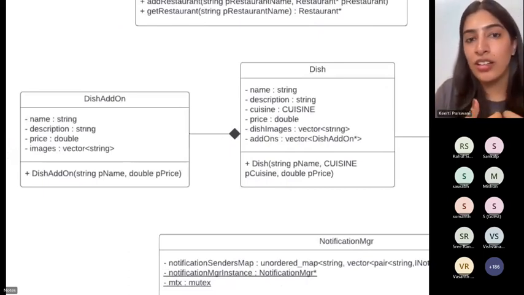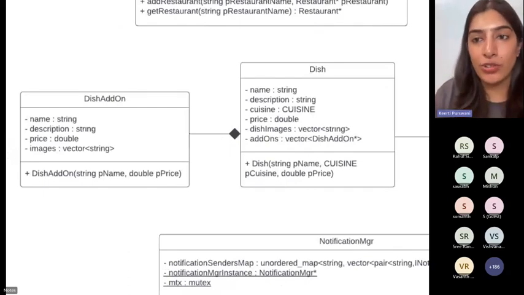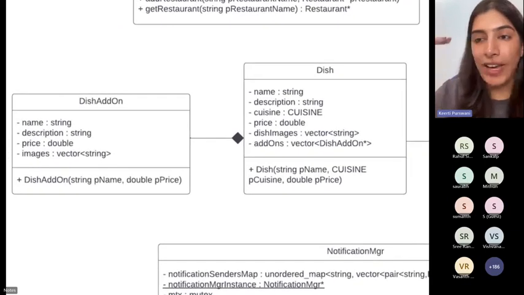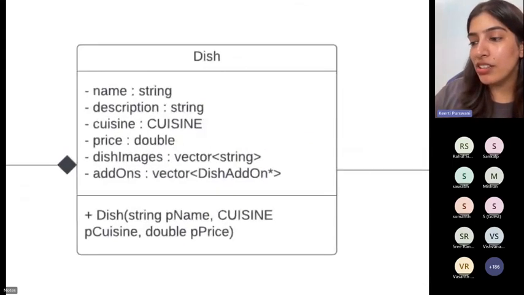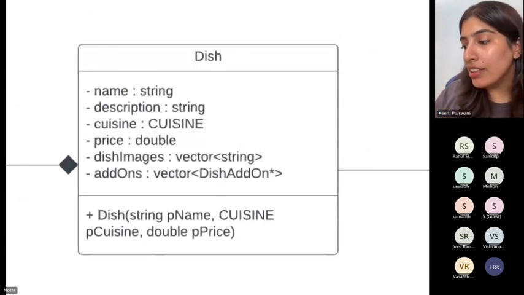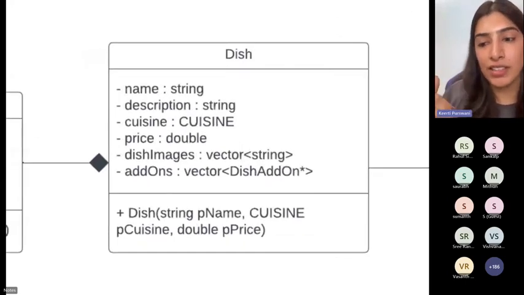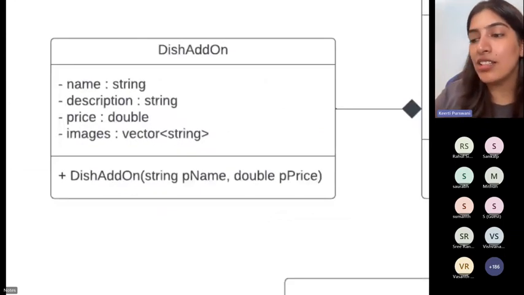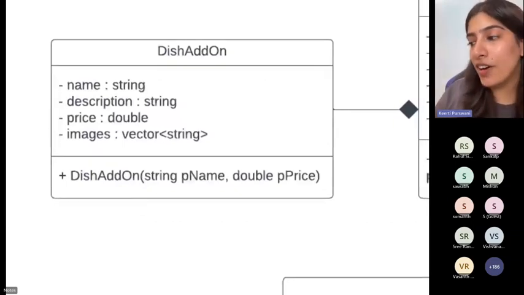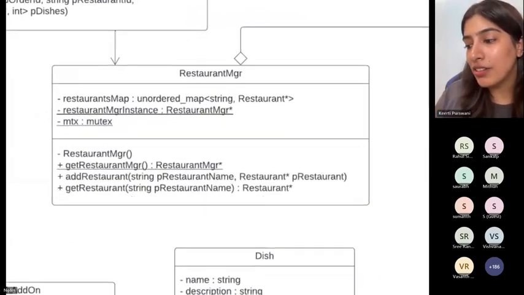Okay, since we're talking about UML, I quickly want to tell you what these boxes also mean. If you see, it is divided into 3 parts, right? The first part, the topmost, is the name. The second part is basically the data members. And the third part is the functions or the methods, correct? So here also you can see Dish Add-on is the name. These are name, description, price, images. These are the data members. Dish Add-on, the constructor is a function. Does it make sense?